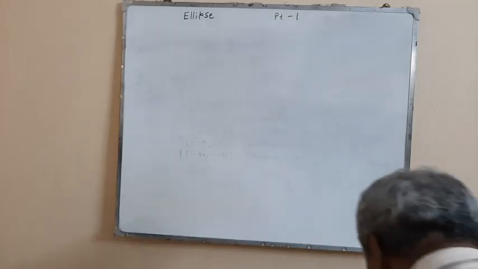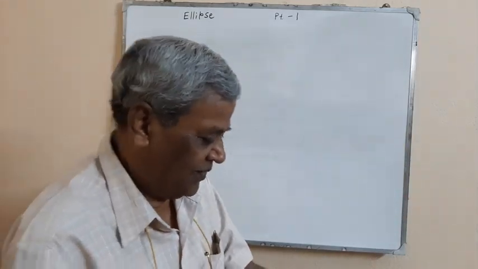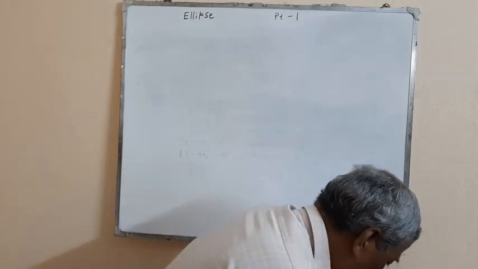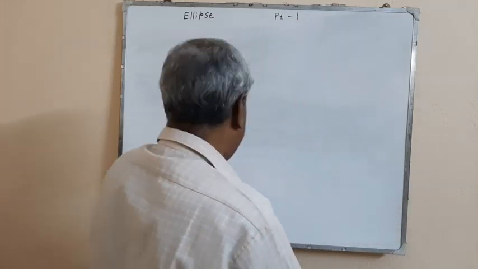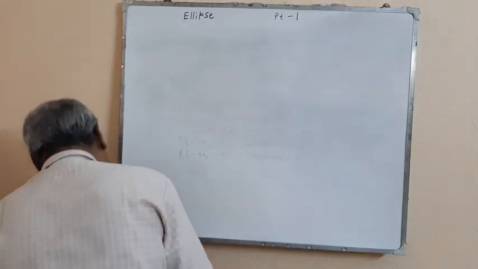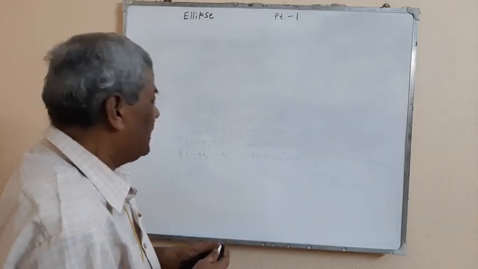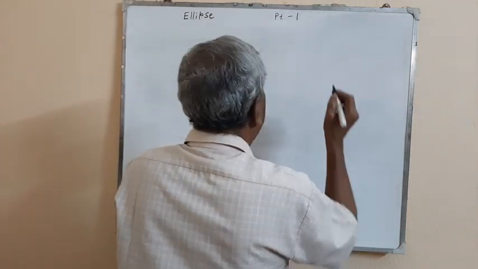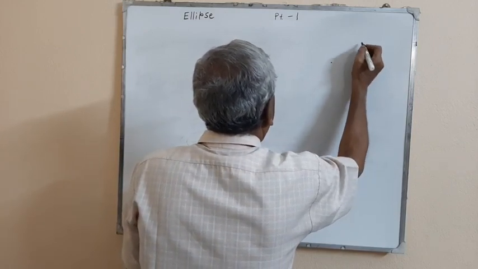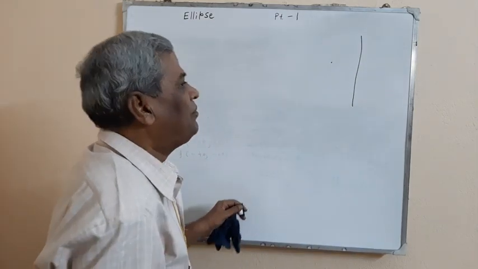Today we discuss a new chapter, ellipse. Like parabola, it has a definite definition, which is: suppose a plane has a fixed point and a fixed straight line, like parabola.